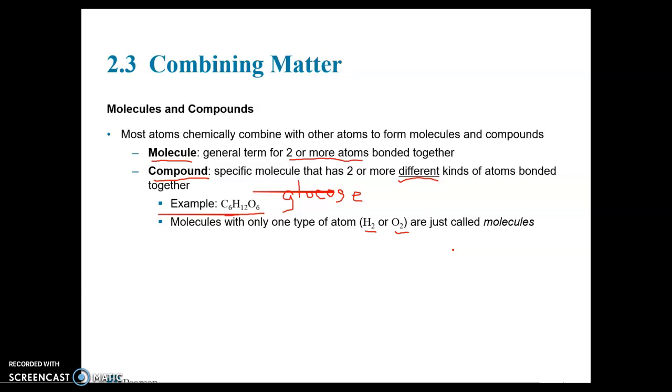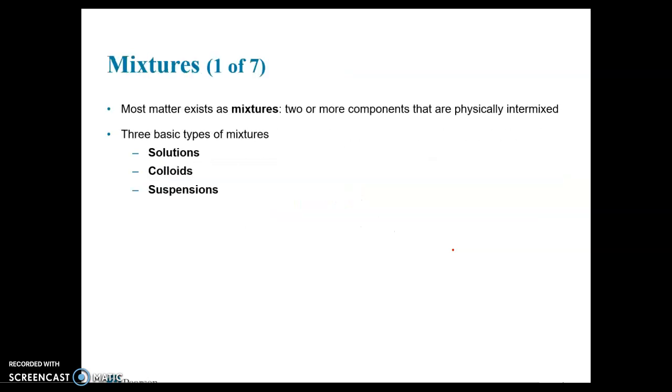Glucose, and it's got 6 atoms of carbon, 12 atoms of hydrogen, and 6 atoms of oxygen. And that is a formula. If I were you, I would put it in my notes and I would learn it.